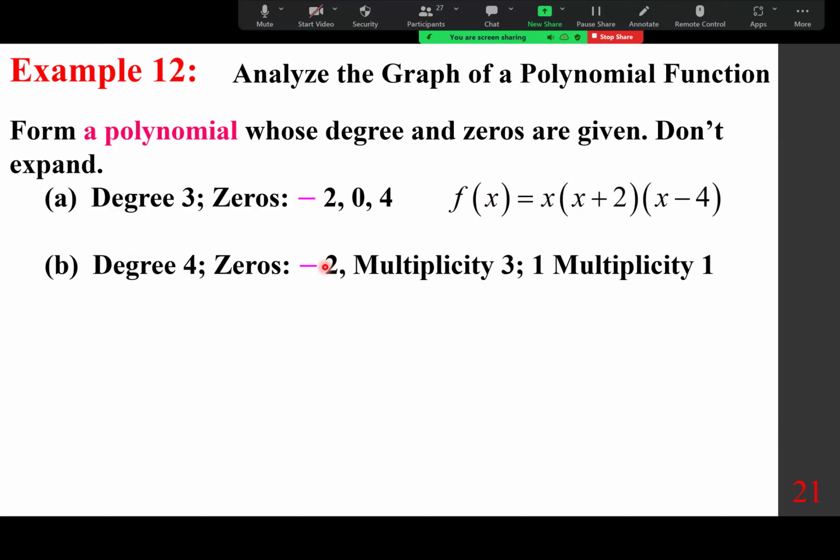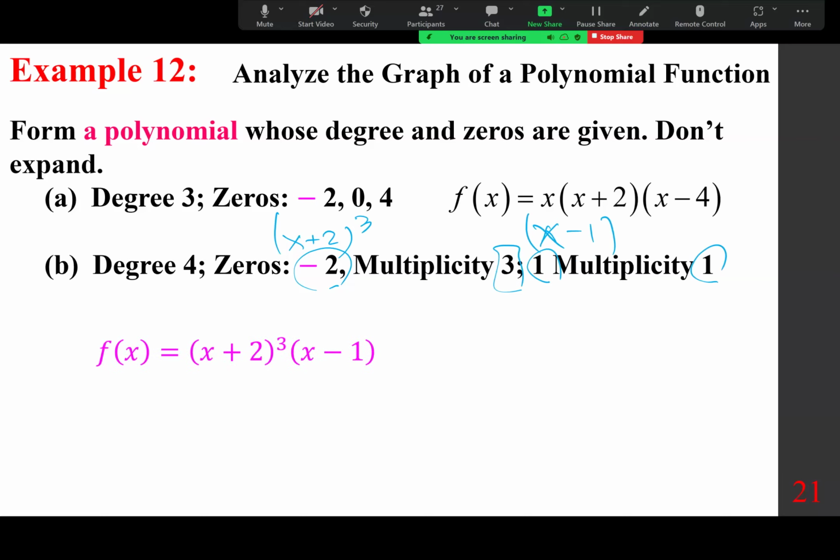For this one, the zero of -2 means x plus 2, with a multiplicity of 3, that means the exponent is 3. The zero of 1 means x minus 1. Multiplicity 1 means don't put an exponent; the exponent is 1. So again, this means x plus 2, and this means x minus 1, and you don't need an exponent. The exponent is 1. You don't have to. So that's the function.